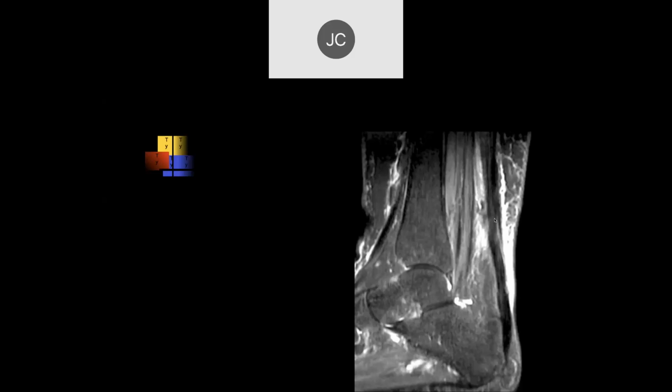Here's another example where we can see that there's increased signal intensity within the distal Achilles tendon. Actually, this is a fat suppressed image, so this may be normal fat, but we can see edema in the surrounding soft tissues around the tendon. This turned out to be infectious, so this would be truly a peritenonitis in this particular case.